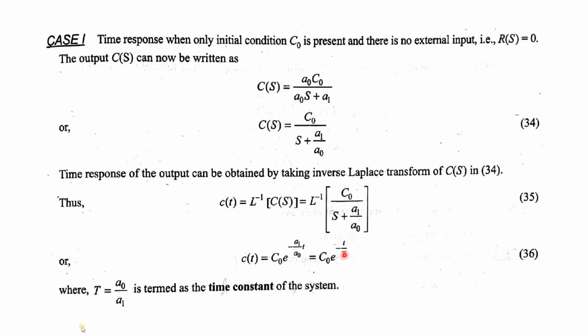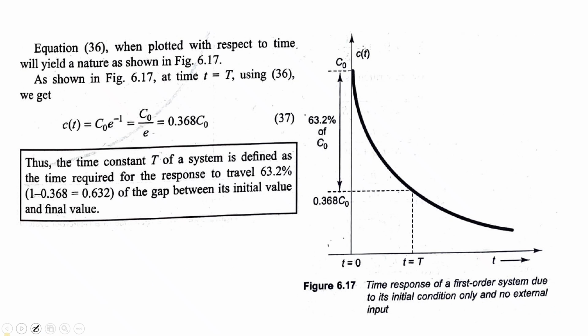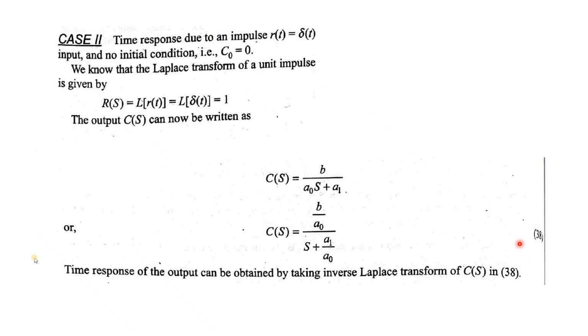Now if you want to plot it, since this is an e to the power minus equation, it is an exponentially decreasing function, isn't it? You have studied this in your circuit theory also, it is very common. Suppose e to the power minus alpha t, that means it is an exponentially decreasing function. So when time t equals the constant T, it becomes e to the power minus 1, so it becomes 0.368 C0. Okay.